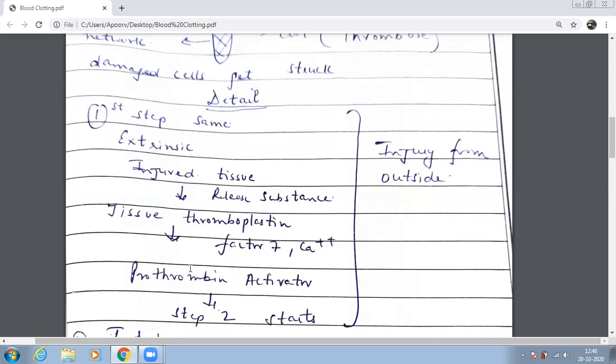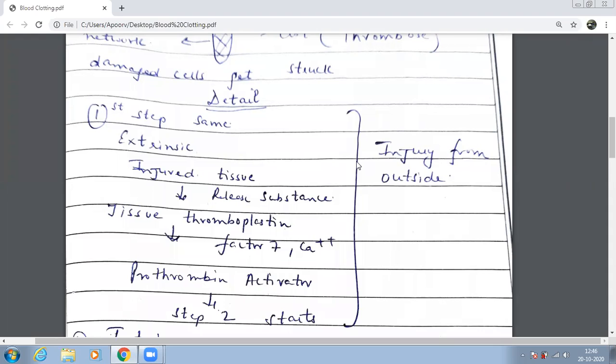So if I ask you about the extrinsic pathway of blood clotting, we are going to start from here. Injured tissue. And the injury is from where? Outside. Okay, injuries from outside. So your injured tissue is going to release a substance. What is the name of the substance? Tissue thromboplastin. And in the presence of factor 7 and calcium ions, it will release what we were to get in the first step. What was the first step product? Prothrombin activator.